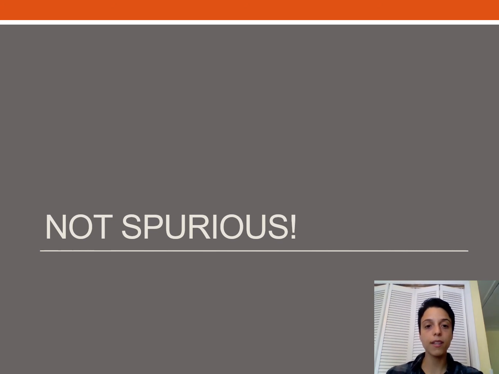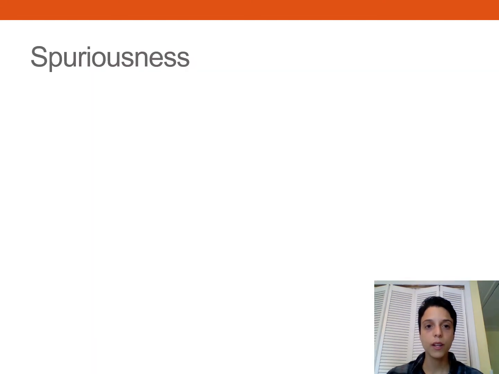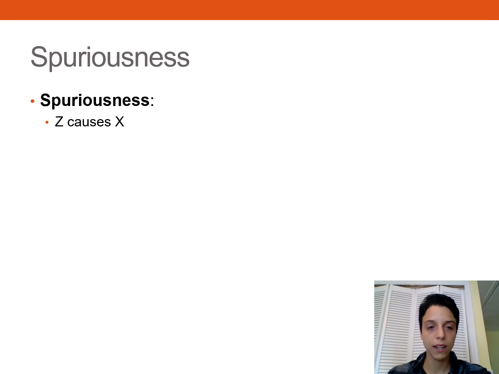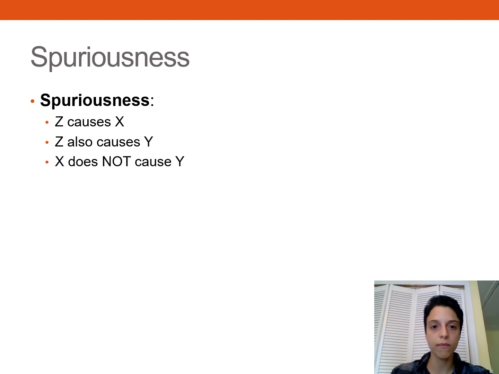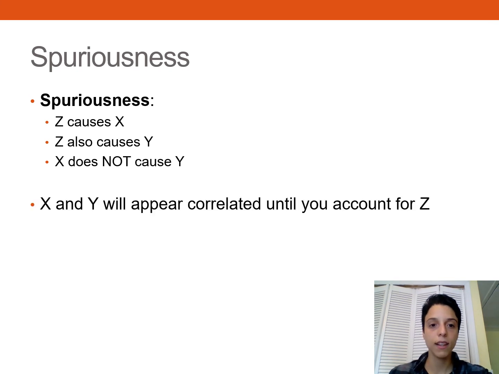And what we refer to this sort of thing as is spuriousness. Spuriousness describes a relationship between variables when the following things are true. Some variable z causes some other variable x. The same variable z also causes another variable y. This variable x does not actually cause this variable y, but x and y are going to appear to be correlated until you account for this third variable z.